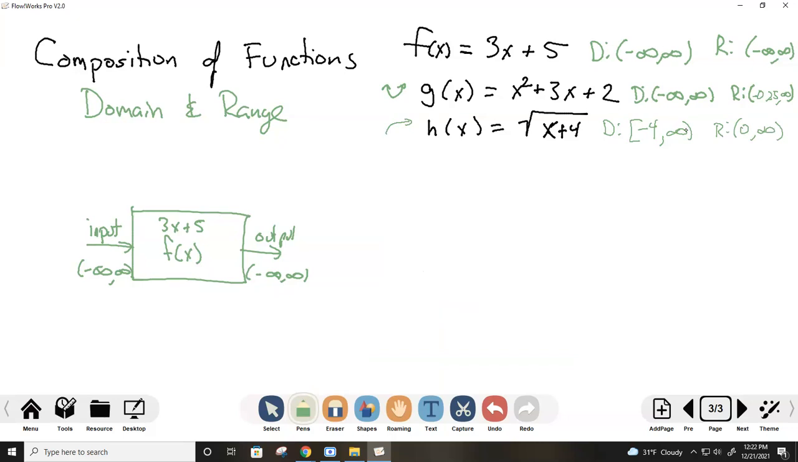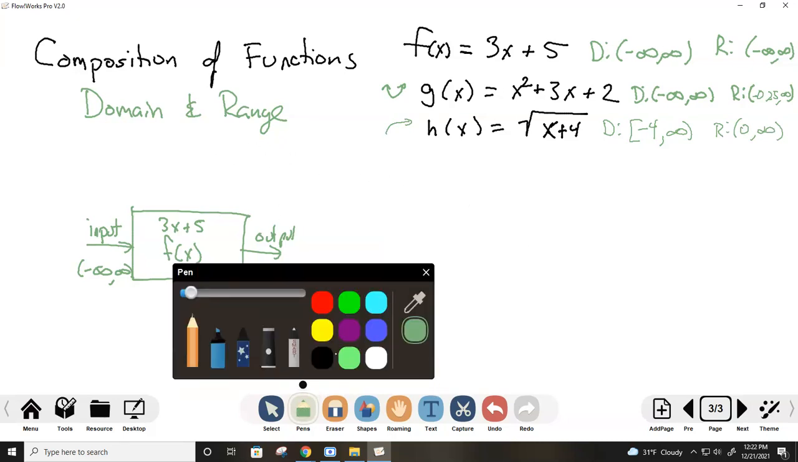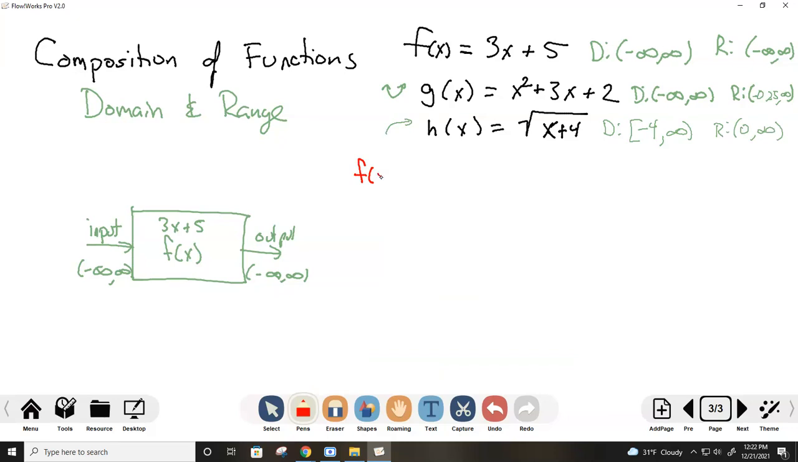So with the functions we're looking at here, we have those set up already. We're going to look again at the operations and then look at composition with domain and range. So if I wanted to do, let's just go, f plus h of x.